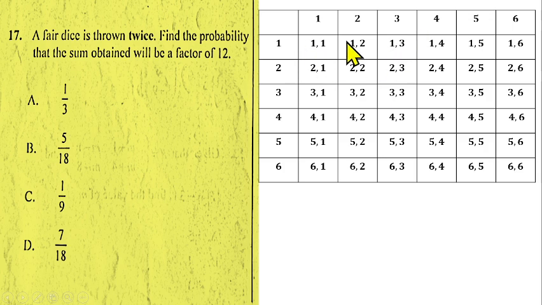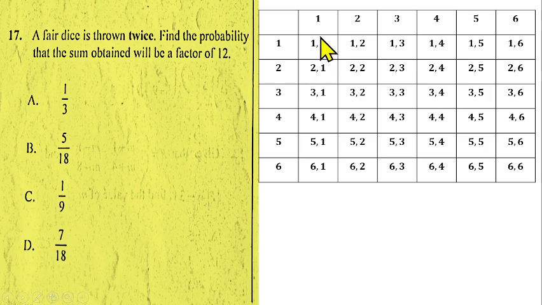The first die shows 1, the second die shows 3, you have 1 comma 3, 1 comma 4, 1 comma 5, 1 comma 6. The first die can show 2, the second one shows 1, you have 2 comma 1, and so on. From here to this point, the total is 36 if you count them together. So we are looking for the sum that is a factor of 12. That means what the first die plus the second die show, if you add them together, will give us a factor of 12. And what are the factors of 12? Those are the numbers that can divide 12 without remainder. So we have 1, 2, 3, 4, 6, and 12.